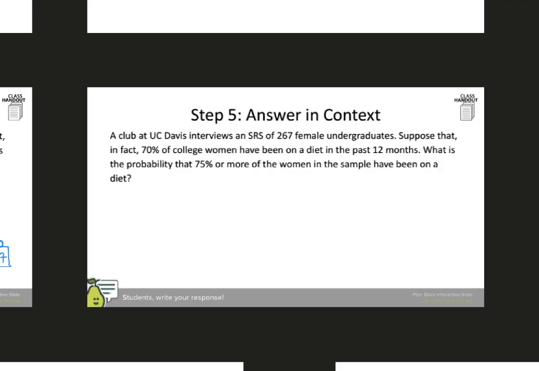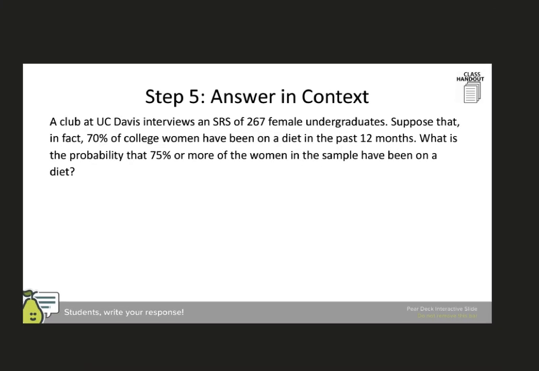Lastly, answer in context. So I'm just going to say this verbally. The probability that 75% or more of women in the sample have been on a diet is 0.0367. Or what we can say is if we took many samples of 267 female undergraduates, approximately 3.67% of your samples would have 75% or more of the women who have been on a diet.